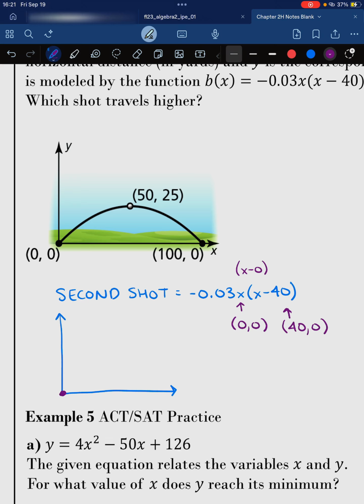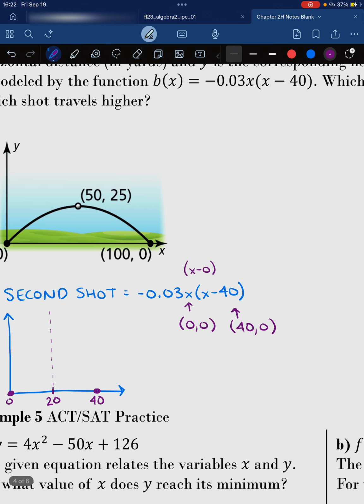I have an x-intercept here at (0, 0). I have an x-intercept here at 40. And fortunately, it's pretty easy to find the middle of that, right? So I know the middle is going to be 20, so there's my axis of symmetry. I just have to figure out how high that second shot ended up going. So I can find that. I know that x equals 20 for my vertex.